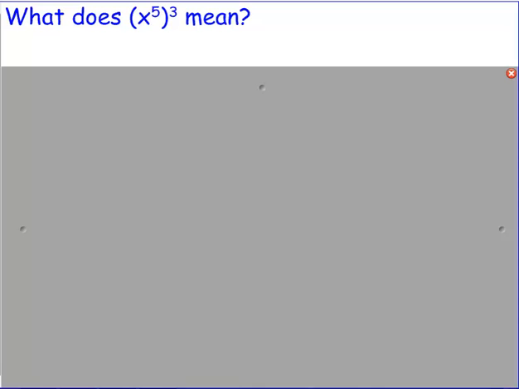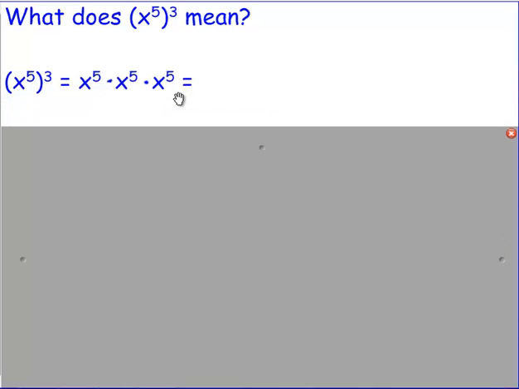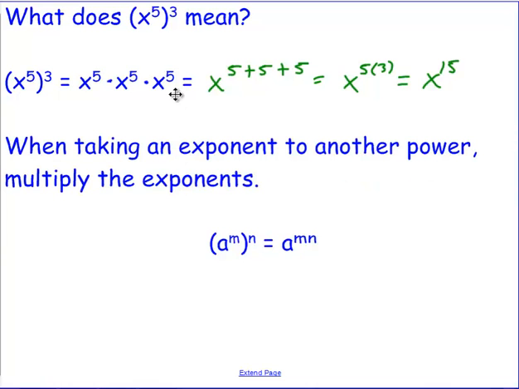What if I have a power to a power? What if I have x to the fifth to the third? What does that mean? Well, to me, I'm thinking x to the fifth to the third really means x to the fifth times x to the fifth times x to the fifth. That means our base would stay the same, and we would add the exponents, 5 plus 5 plus 5. But notice there's that idea of what's a shortcut for addition? If we have 5 plus 5 plus 5, we really have x to the 5 times 3, which is x to the 15th.